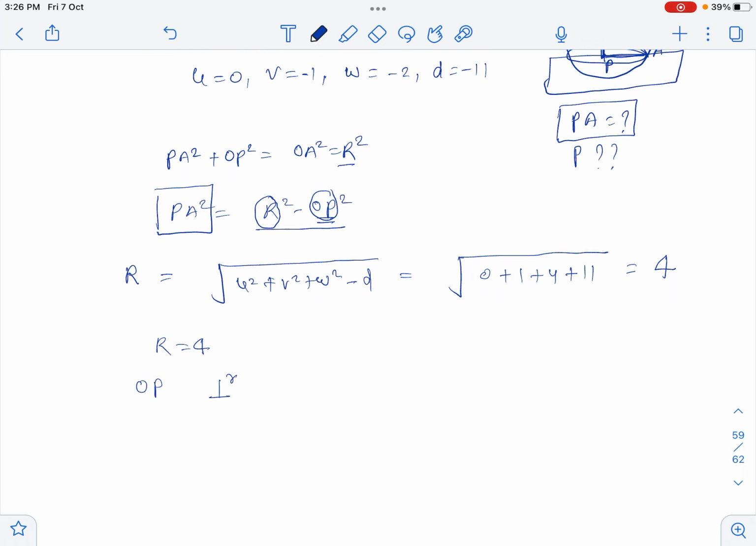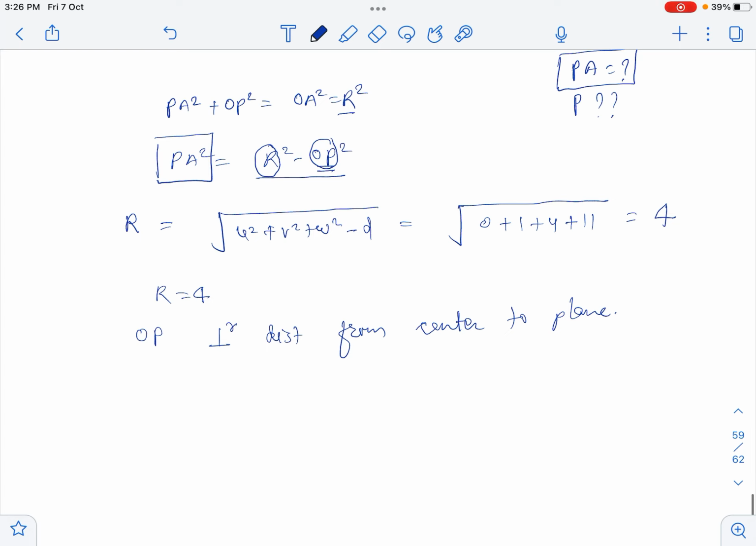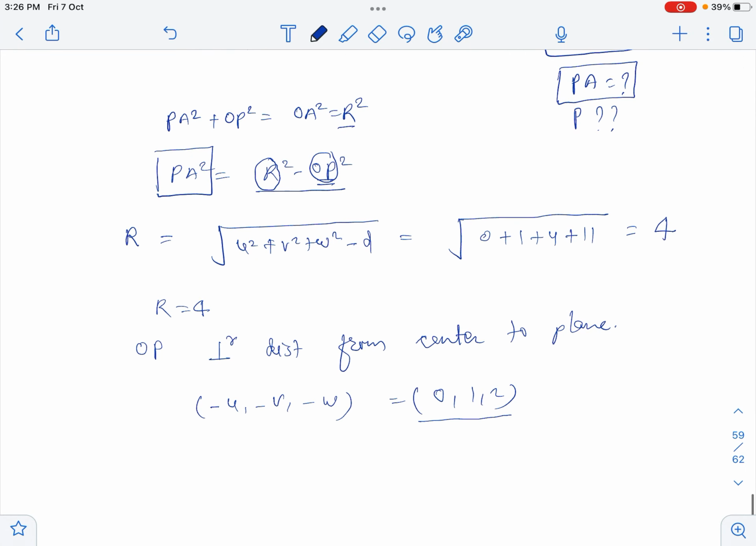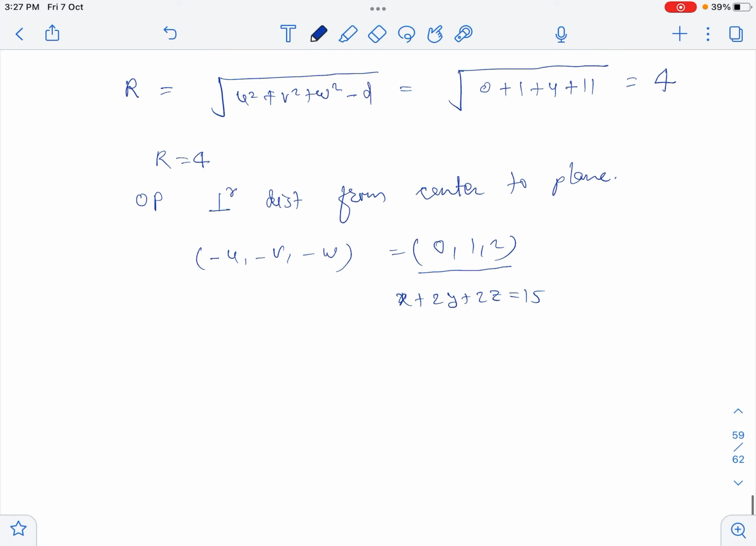So OP is the perpendicular distance from the center to the plane. So what is the center of the sphere? The center of the sphere is minus u, minus v, minus w, that is 0, 1 and 2. So from 0, 1 and 2 to this given plane, the equation is x plus 2y plus 2z is equal to 15. x plus 2y plus 2z is equal to 15.